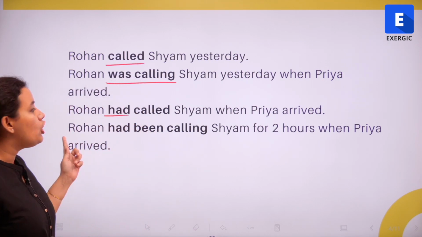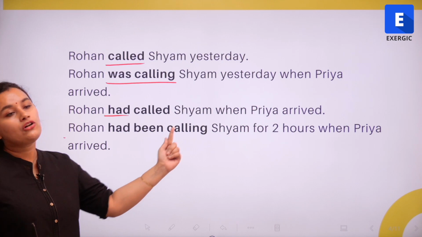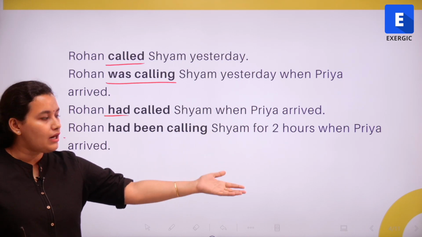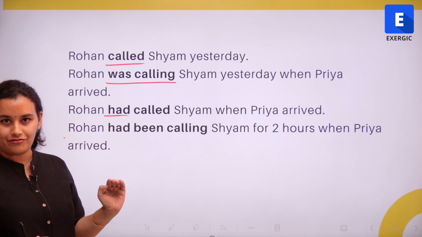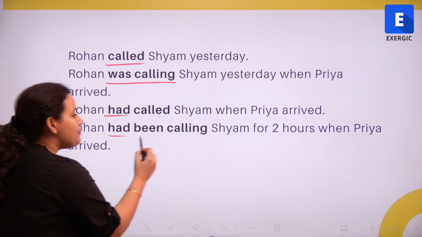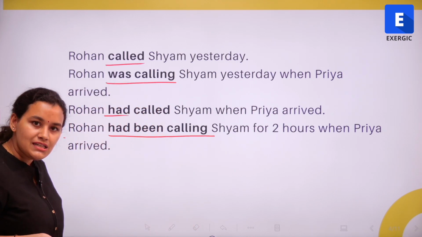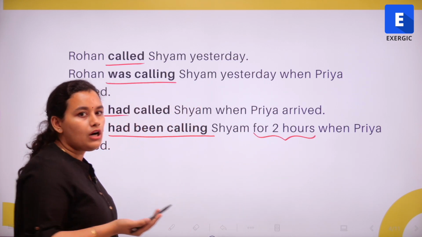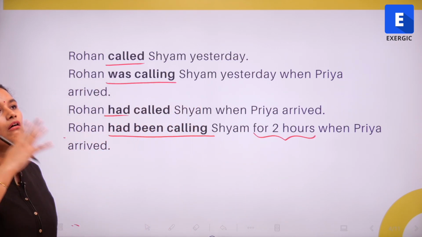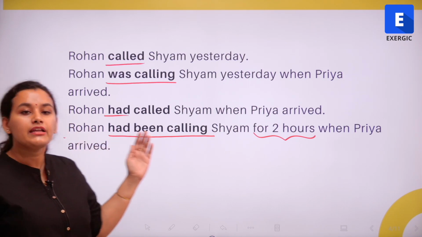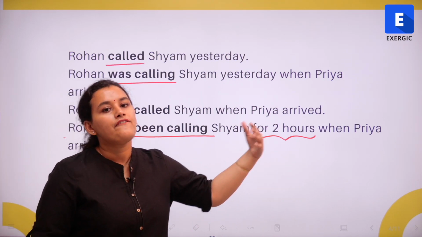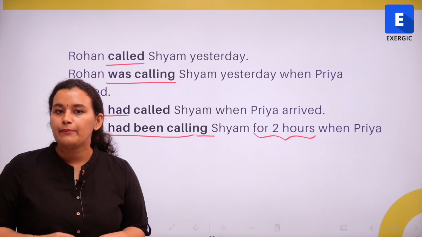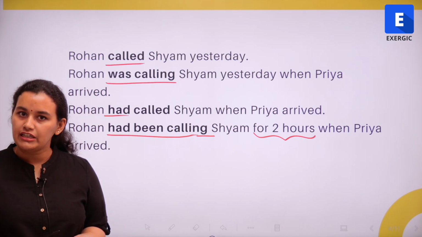For example, Rohan had been calling Shyam for 2 hours when Priya arrived, right? So Rohan had been calling Shyam for 2 hours. So you're putting an emphasis on the duration. So for 2 hours or over an hour or all night. So Rohan had been calling Shyam for 2 hours when Priya arrived. How do you frame sentences in past perfect continuous tense?